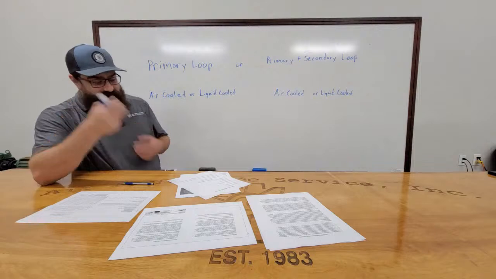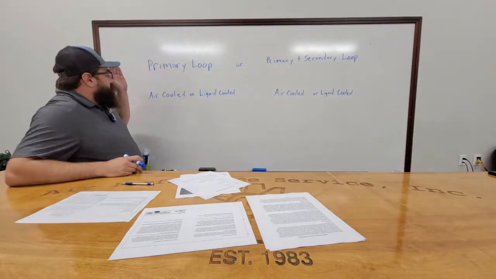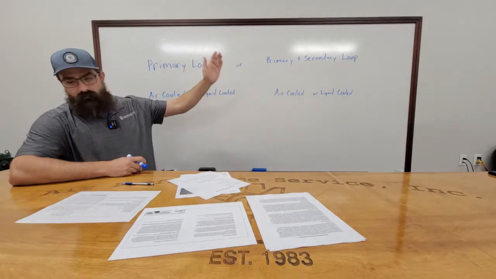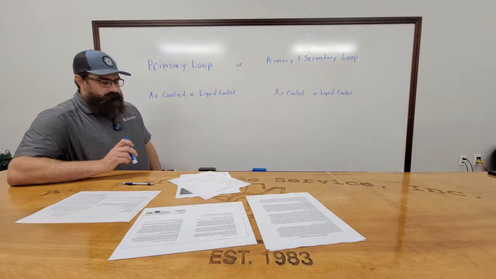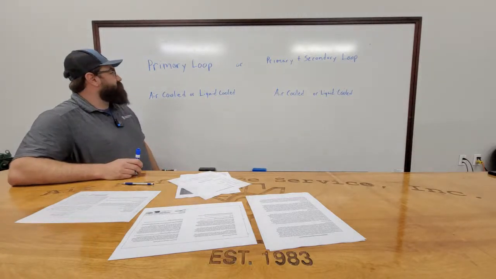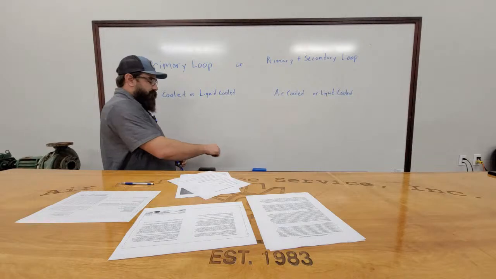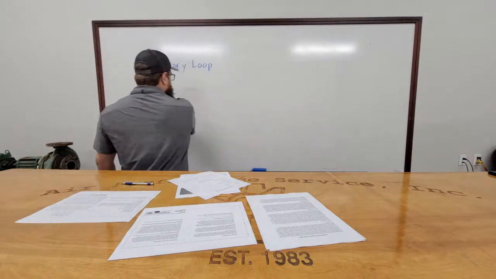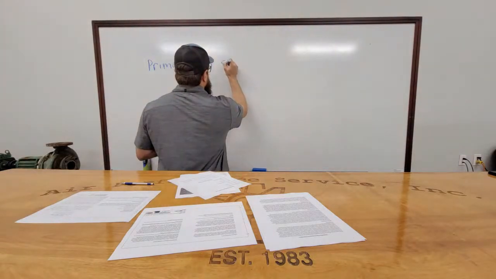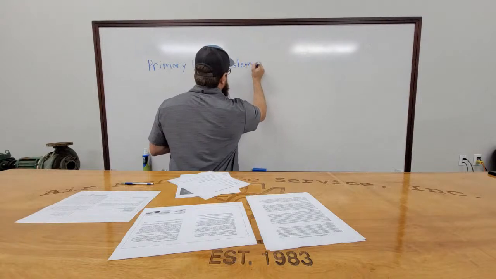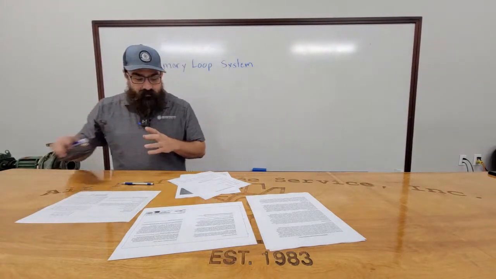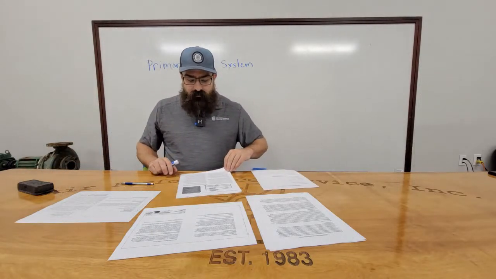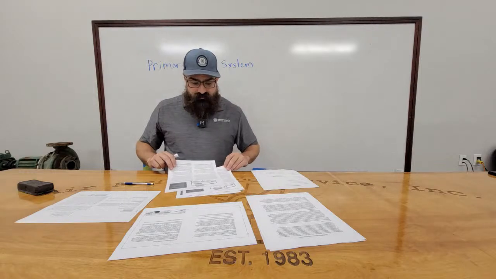All right. Four basic types of systems we have are primary loop with either air cooled or liquid cooled machine, and then a primary and secondary loop system with an air cooled or liquid cooled machine. Let's just stick with primary loop for now. I won't get into the intricacies of air-cooled versus water-cooled yet, but we will start with a typical primary loop system.